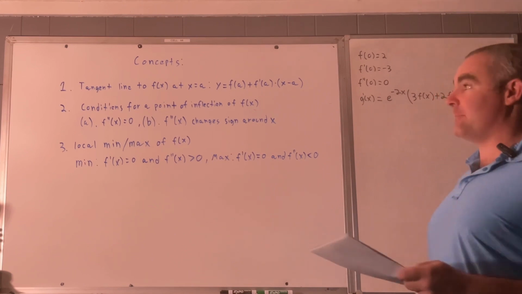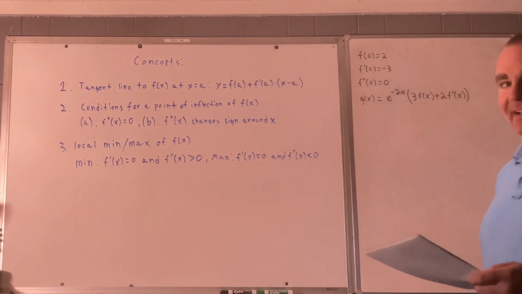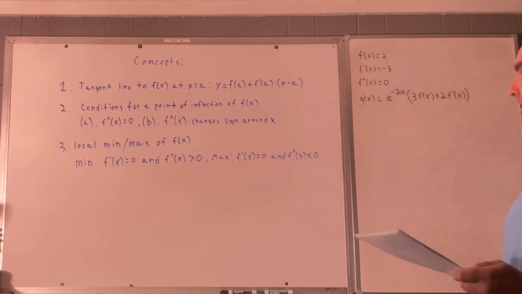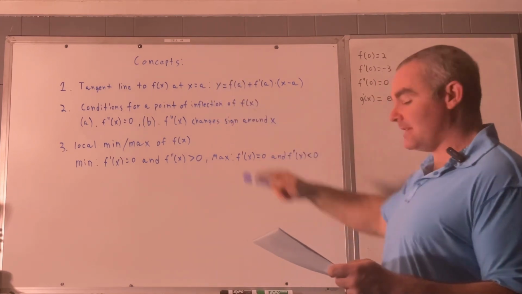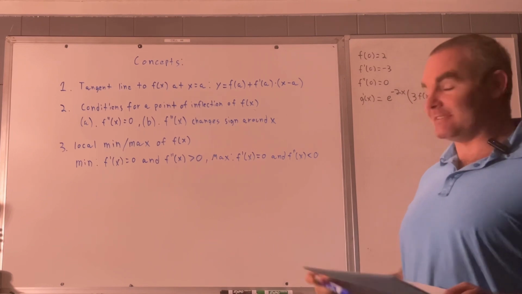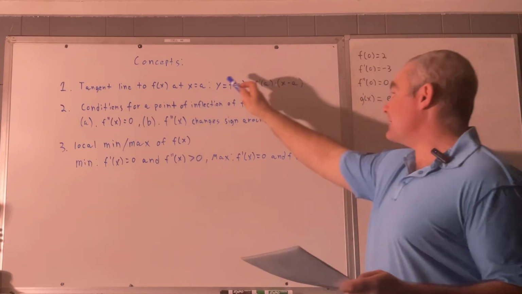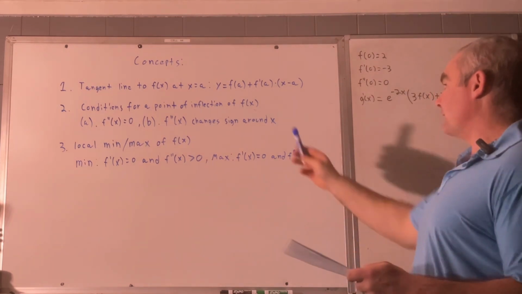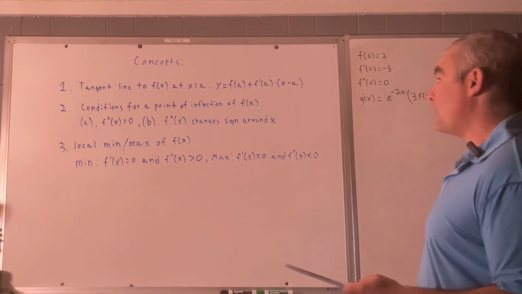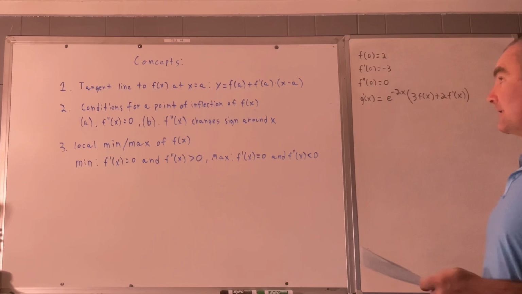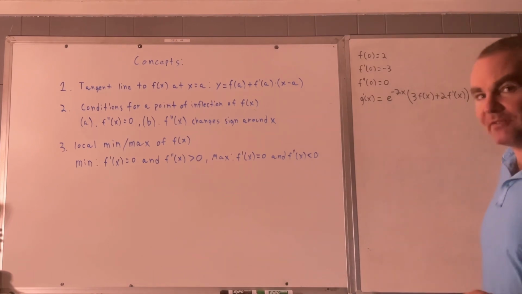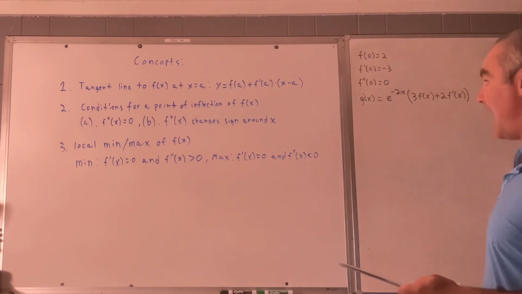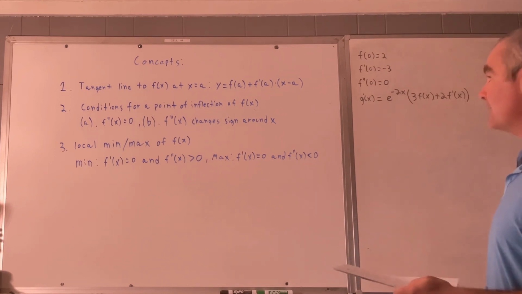So anytime they ask you to find the line tangent to a function at a point A, whatever A happens to be, in our case A is 0, it's given by this every single time. It's given by y is equal to f evaluated at a, the function evaluated at a, plus the derivative of the function evaluated at a, times x minus a.